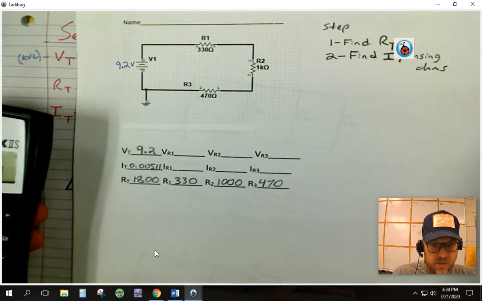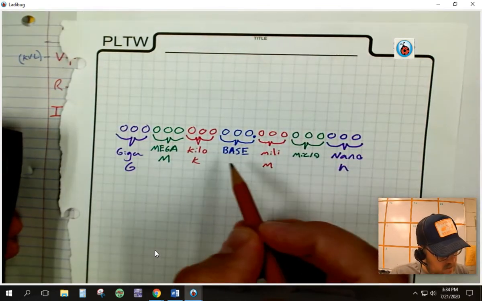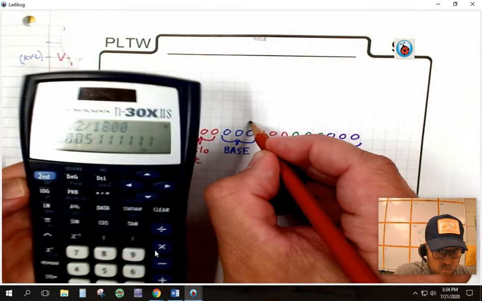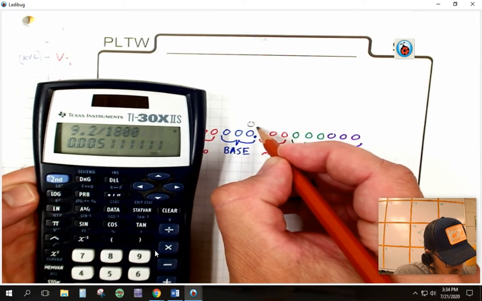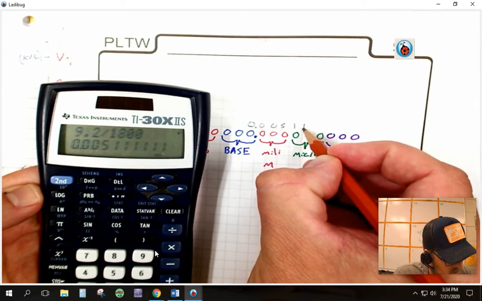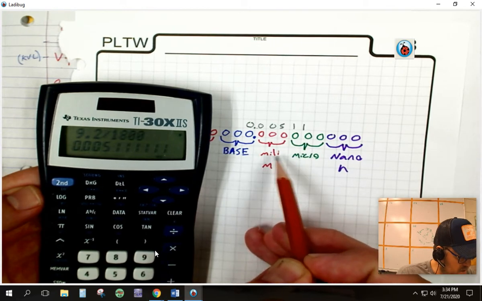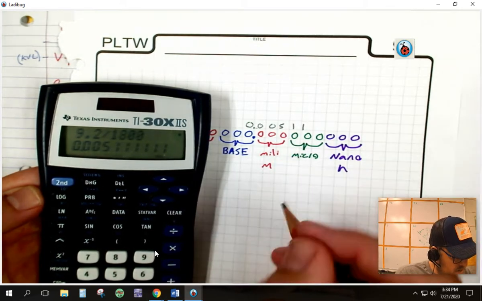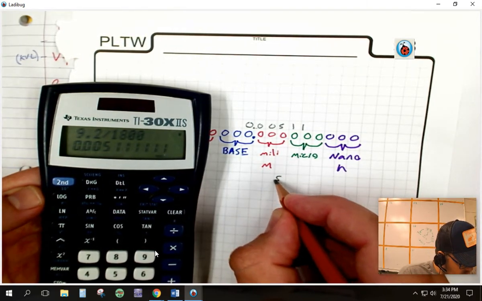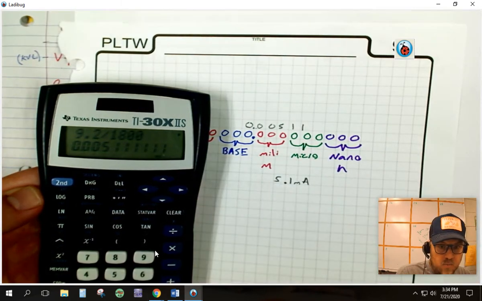If your kids struggle, what I do when I have them use this is I say, okay, here's your decimal point, and we just go in groups of 3. So if you would write that number right above here, 0.00511, I'll say, okay, where did that number start? Well, it started in milli. So I could rewrite that number as 5.1 milliamps. And that helps them slide that around.